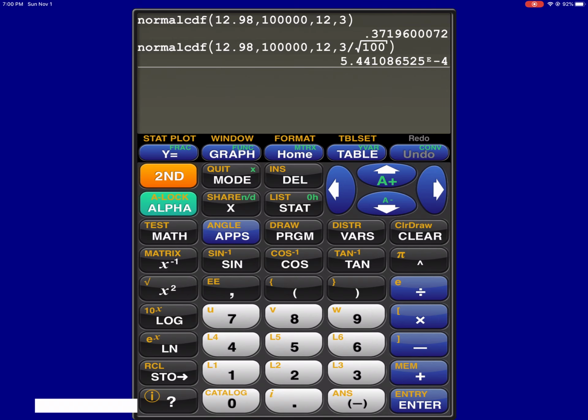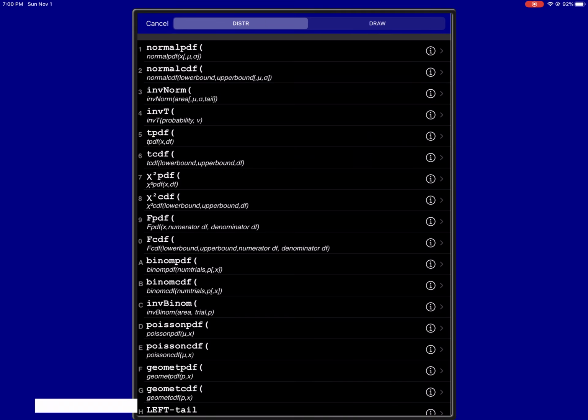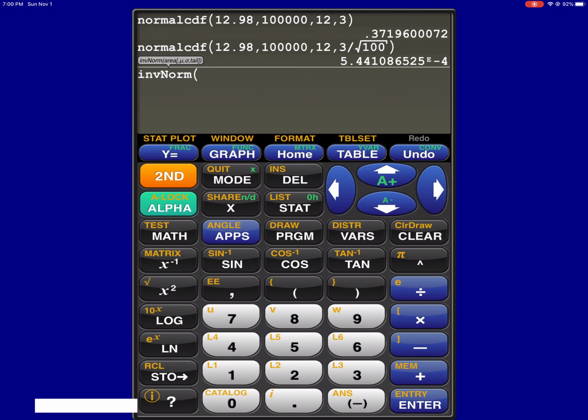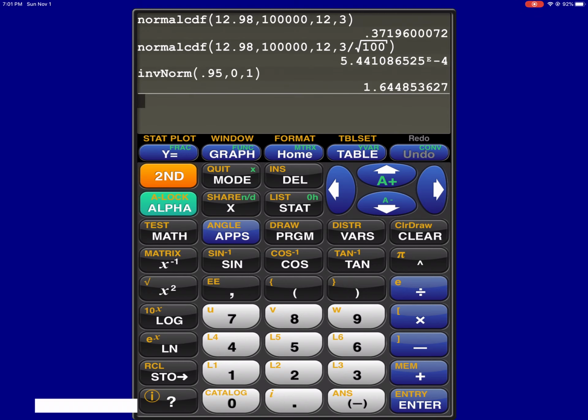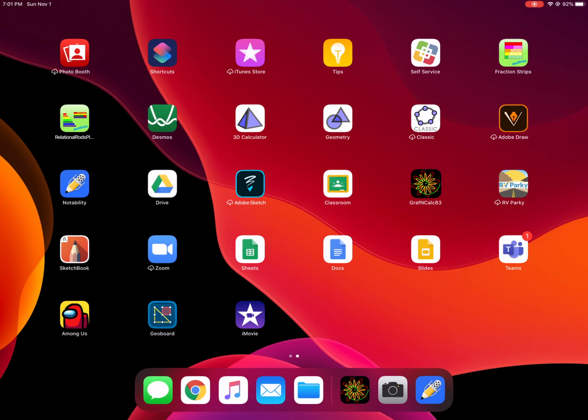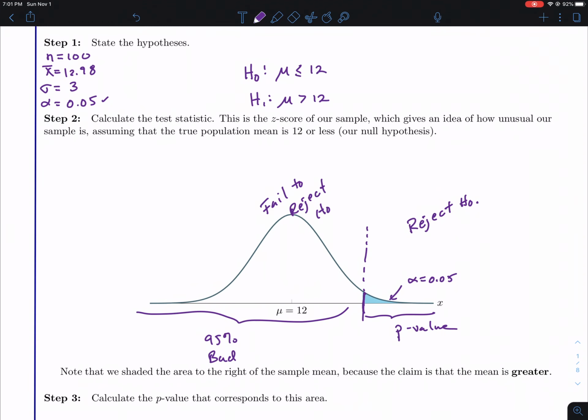Not normal CD, inverse norm, sorry. So we would do inverse norm. The area is 0.95. And then in this case, our mean was just 0 and 1, just to get an idea of what the z-score would be. So in this case, that 5% area is going to give us a z-score of 1.65, which I think we looked up before. And so this isn't the test statistic.